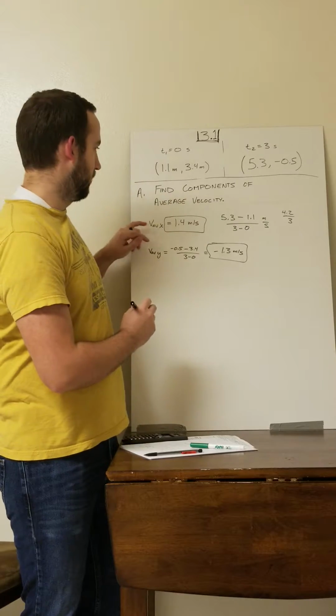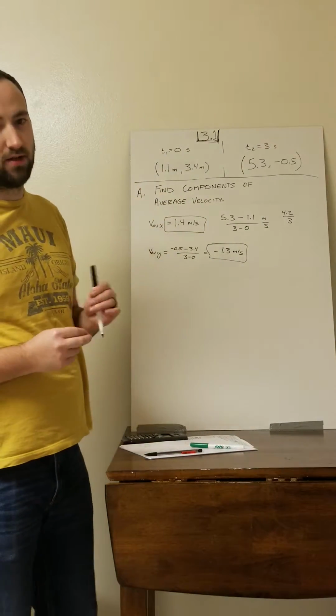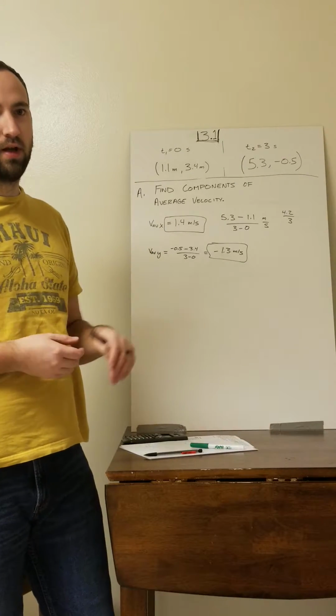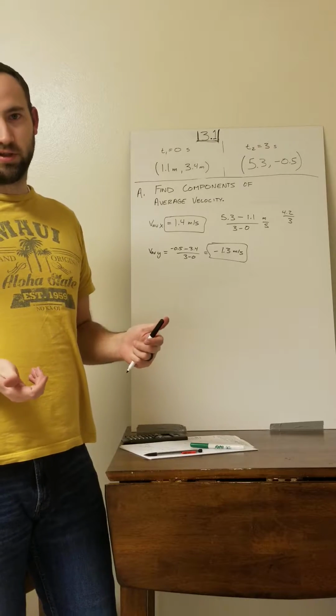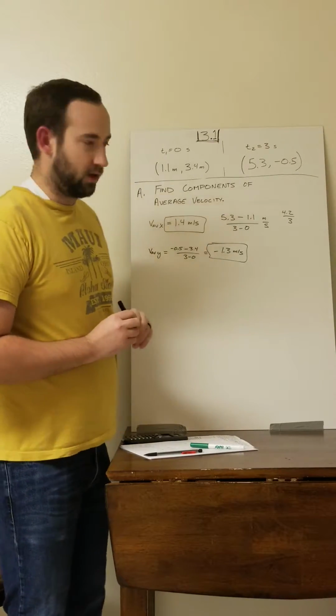So these are the two average velocities of the components, and just like what we learned in class, the components are not vectors, they're just components, so we don't need to add the vector notation or anything like that to the components. So that finishes up part A.